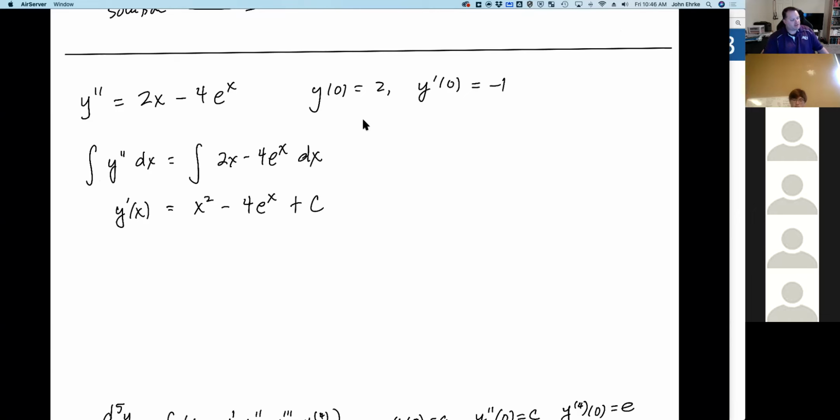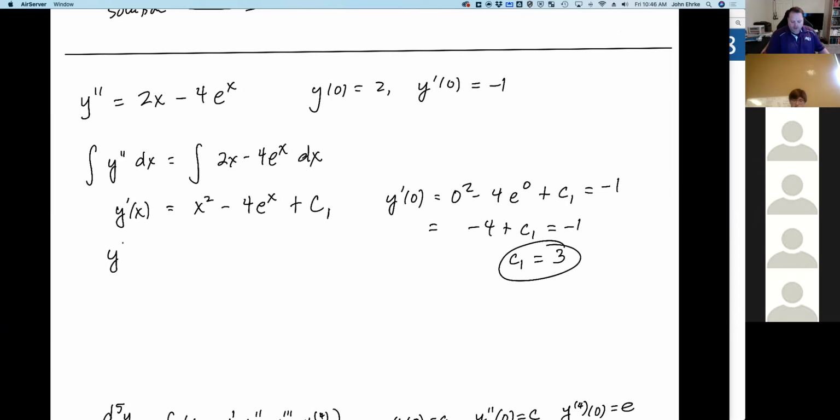So this first constant that shows up, I'll call it C1. The data for finding it is attributed to y prime. And we have a y prime condition here, y prime of 0 equals -1. So we can plug that in to find C1. And so C1 is 3. So now I know what my y prime of x is.